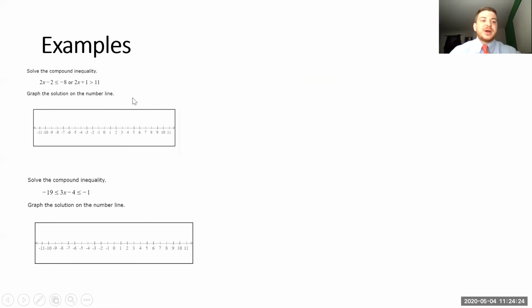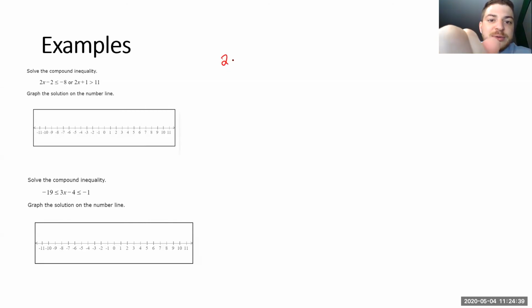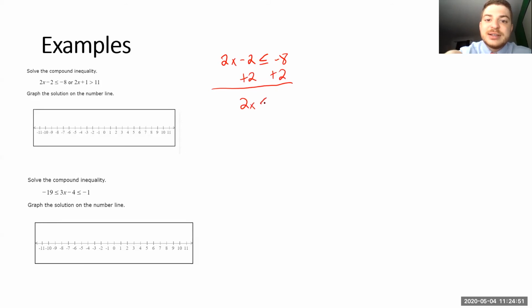Okay, so these problems want you to solve the compound inequality and then graph the solution on the number line. So the first thing that you need to do is solve the individual inequalities separately. We've got 2x minus 2 is less than or equal to -8. Add 2, add 2. 2x is less than or equal to -6. Divide by 2, divide by 2. X is less than or equal to -3.